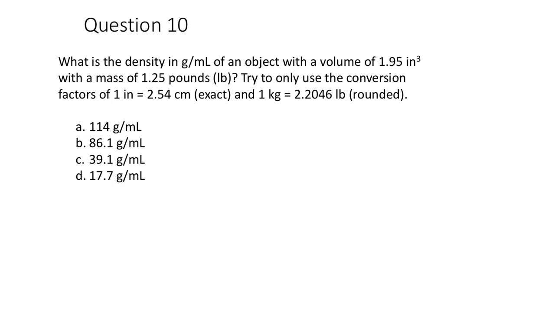The density of an object: what is the density in grams per milliliter of an object with a volume of 1.95 cubic inches and a mass of 1.25 pounds? Try to use only these conversion factors here. We would always give these ones to you if you need them. An inch is 2.54 centimeters, and a kilogram is 2.2046 pounds. Again, we can look it up more precisely, but that should be good enough for this problem.